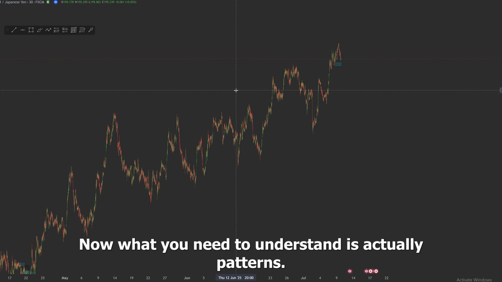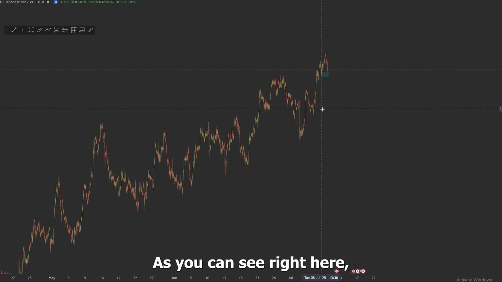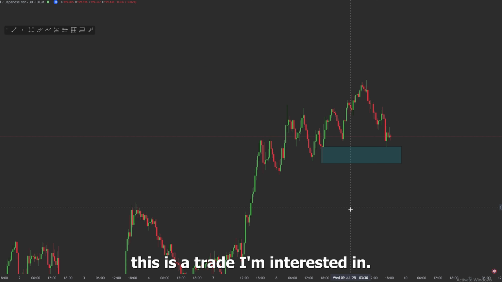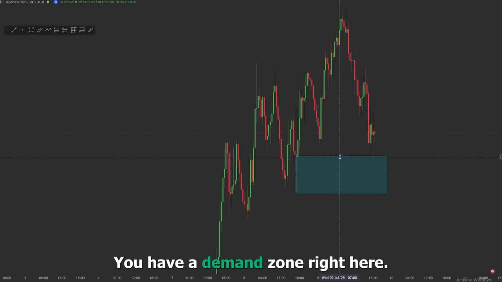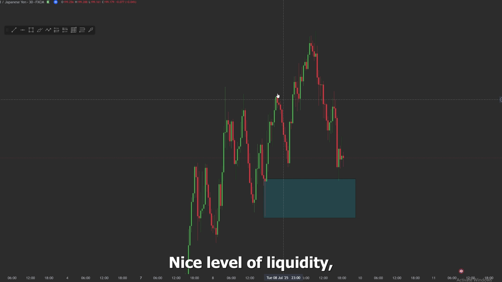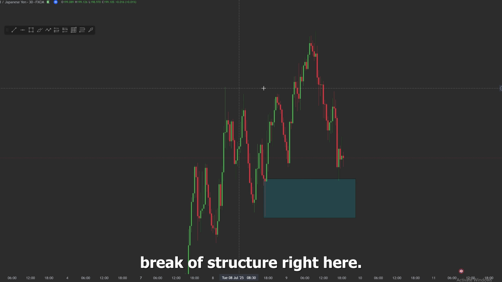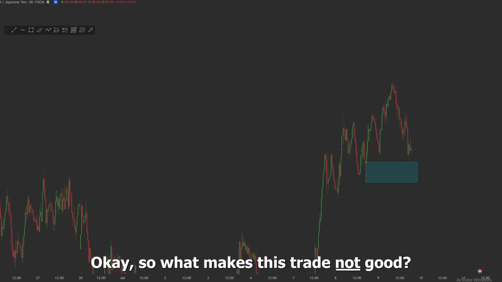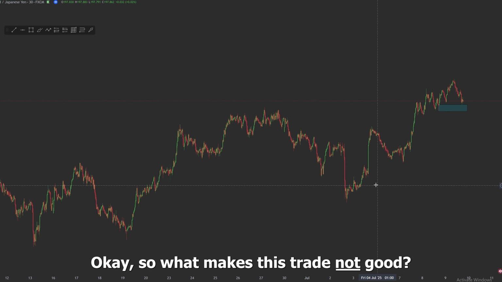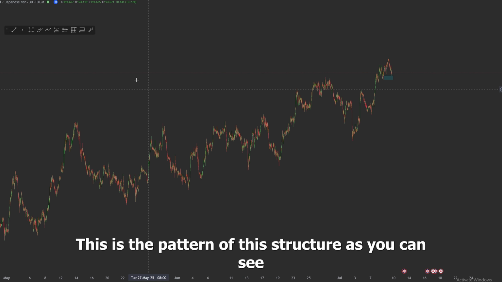Now, what you need to understand is actually patterns, okay? As you can see right here, this is a trade I'm interested in. You have a demand zone right here, nice level of liquidity, breakout structure right here, nice reaction. Okay, so what makes this trade not good? This is the pattern of this structure.